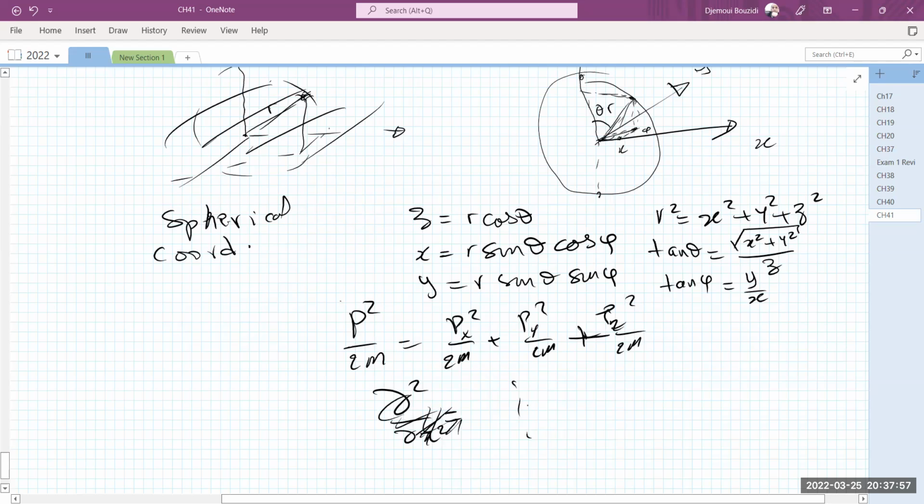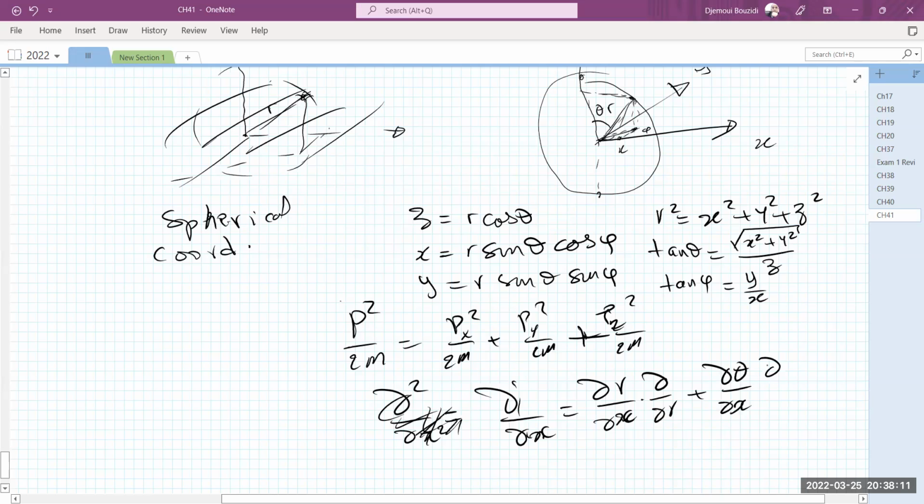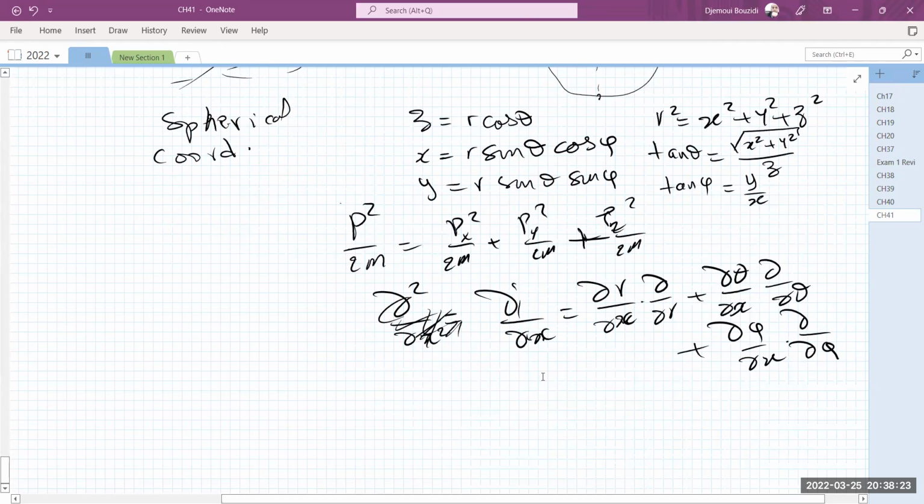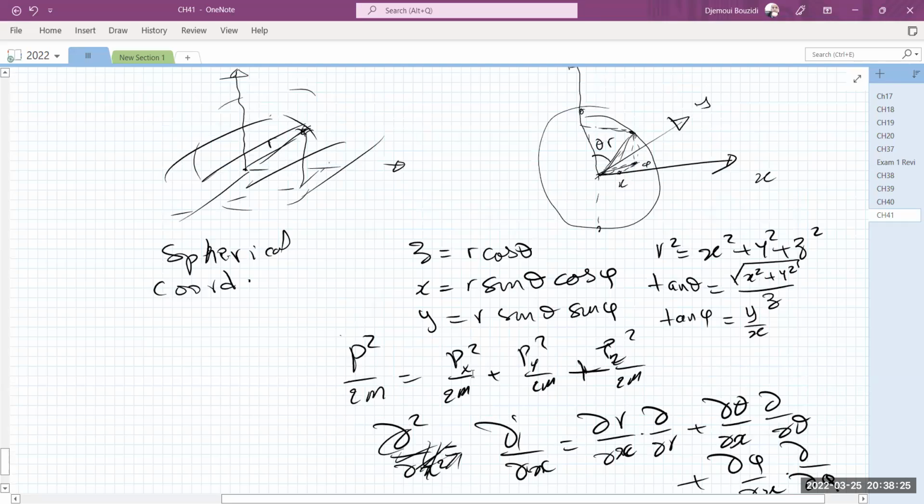So first of all, you write d sub x, the first derivative, which is going to be dr with respect to x times d with respect to r plus d theta with respect to x times the derivative with respect to theta plus d phi with respect to x times d with respect to phi. So now what you have done in actuality, you took the derivation that was in this form, px squared.